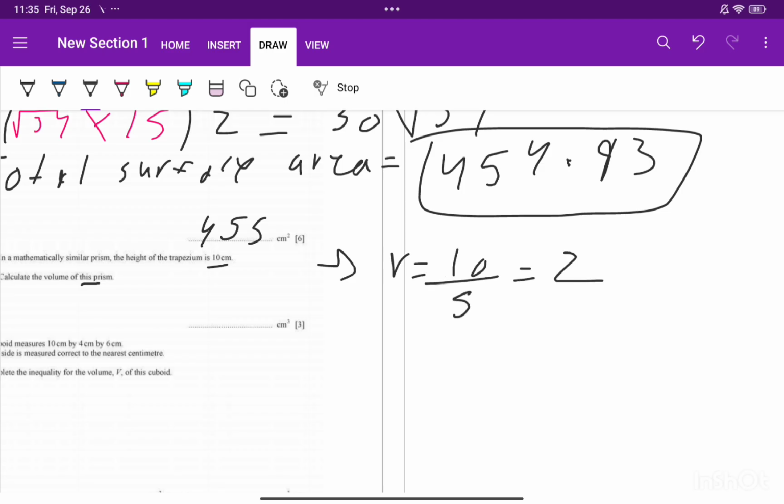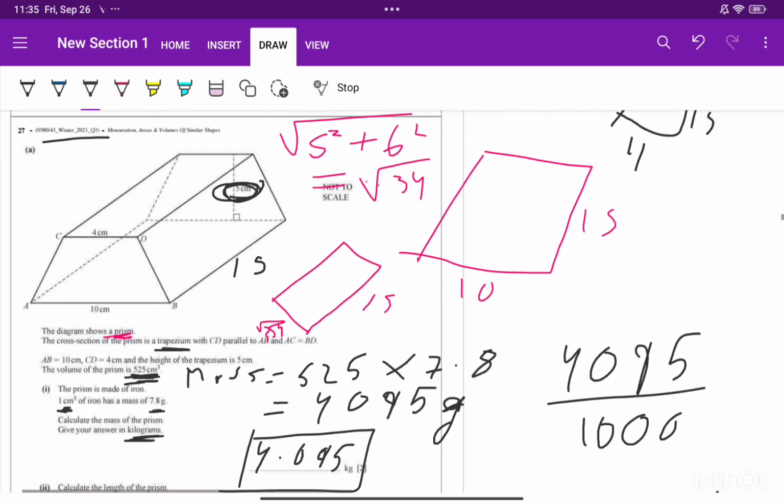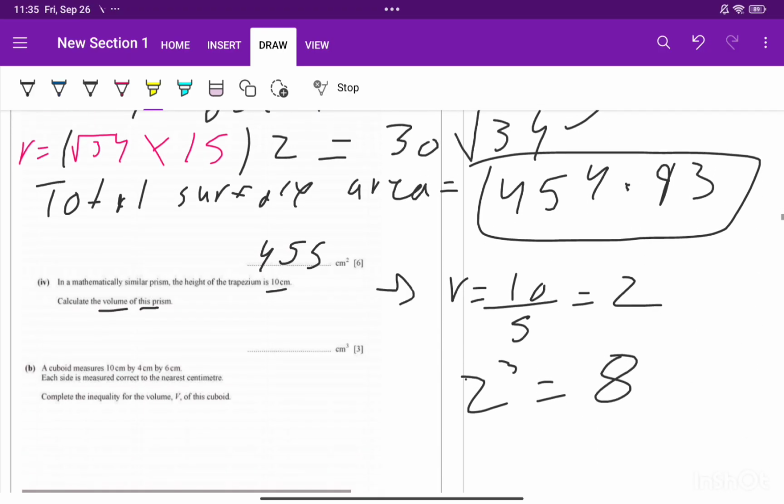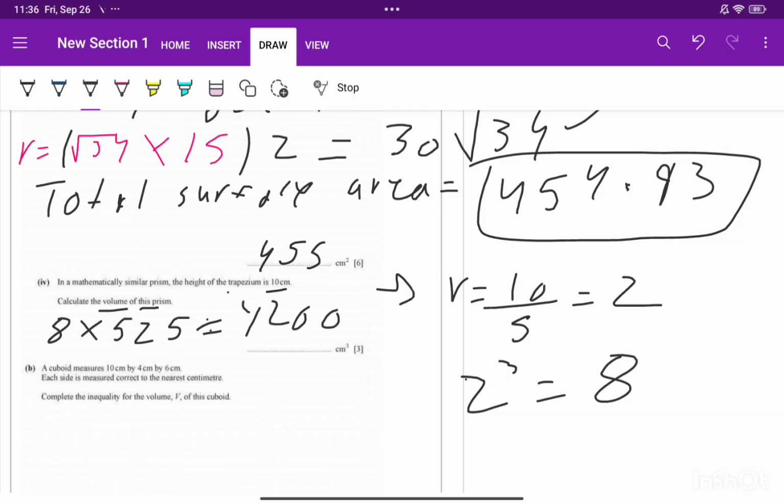Okay, so we need to find volume, so we will do 2 cubed, which will give us 8. And the volume of this prism was 525. So what we can do is multiply 8 by 525, which will give us the answer 4,200. This is our answer.